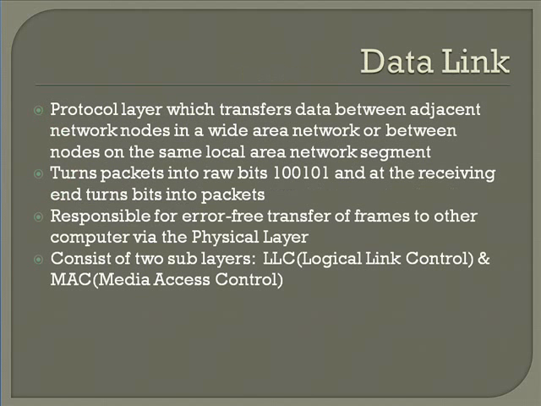The next layer is the data link. The data link layer acts as a protocol layer which transfers data between adjacent network nodes in a wide area network or between nodes on the same local area network segment. It turns packets into raw bits and at the receiving end turns bits into packets. It is responsible for error-free transfer of frames to other computers via the physical layer, and it consists of two sublayers, the logical link control and the media access control.